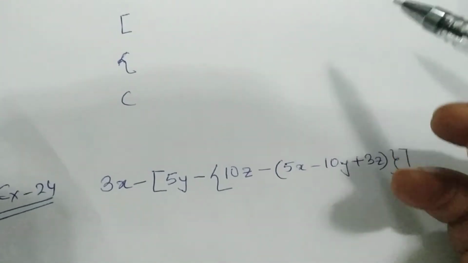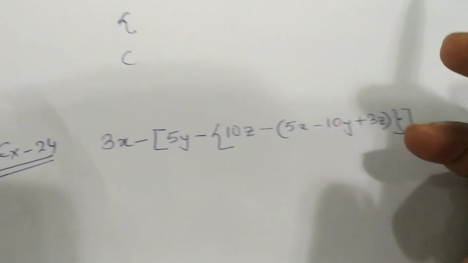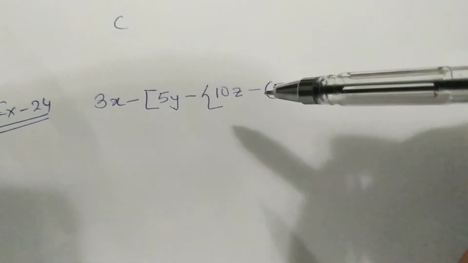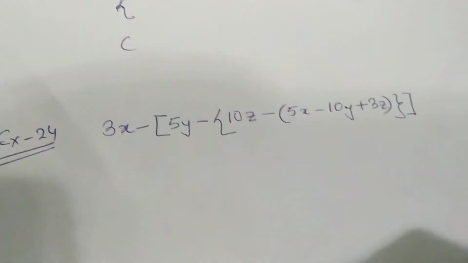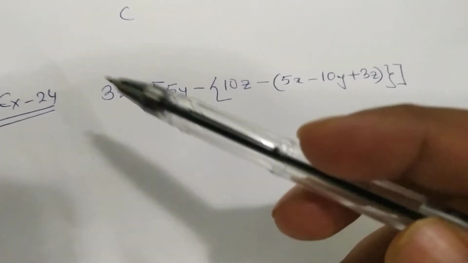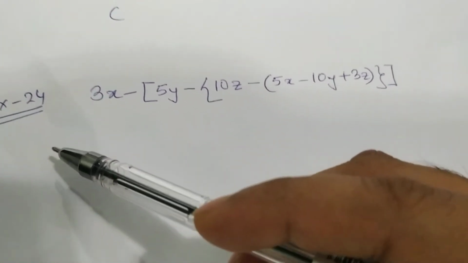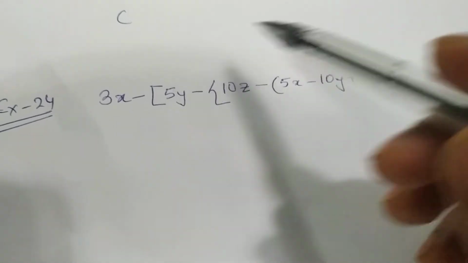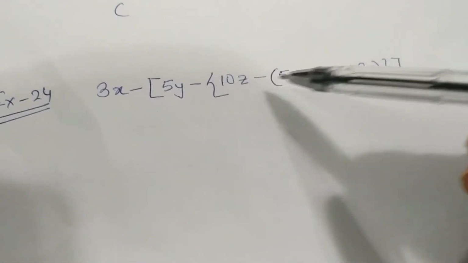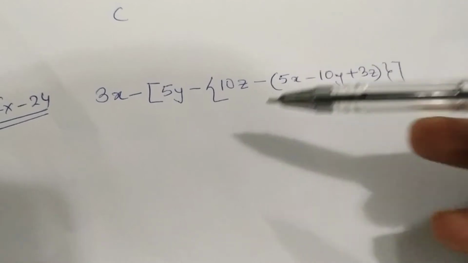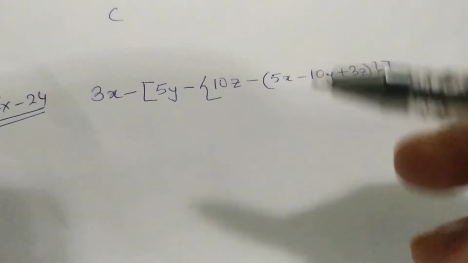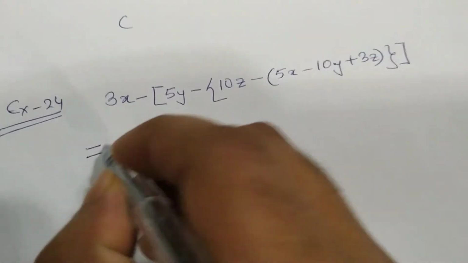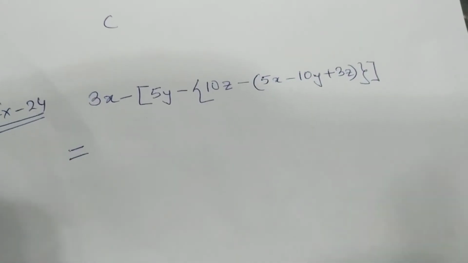So let's solve a problem, then we will be able to understand. Here there is a question given. Let's say question, because we need to solve it. This is example 24 from page 74. If you can see, this is an algebraic expression where we are using three types of brackets. We need to simplify this. Simplify means we need to shorten the problem as much as possible.